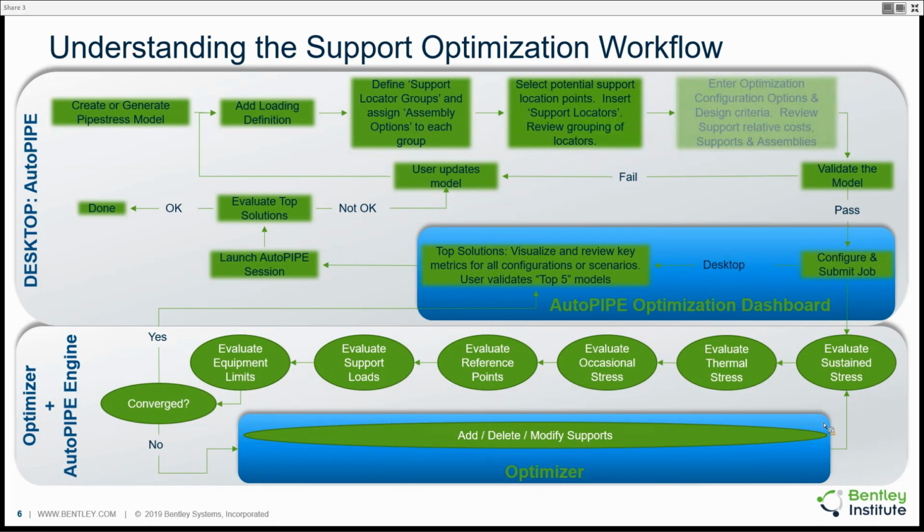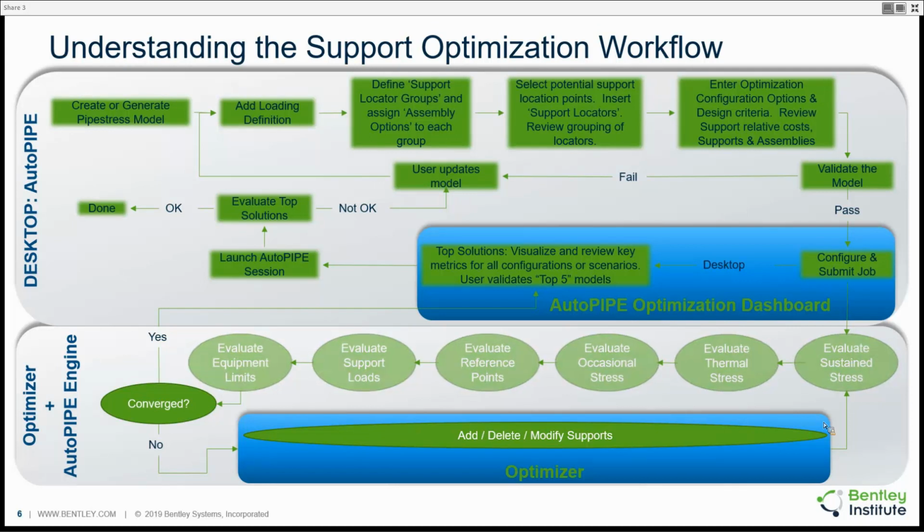Next, the configuration options are defined, and the design criteria for optimization has to be defined also. At this point, the model must be validated by running the consistency checker. If errors are reported, the model must be reviewed, and all of these steps have to be gone through again until the model is validated. Once the model is validated, the job can then be submitted. This is where the optimizer gets to work.